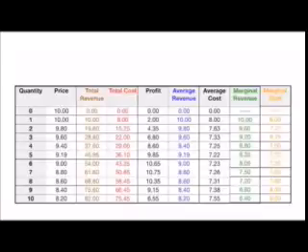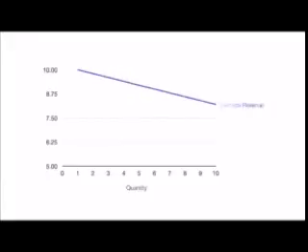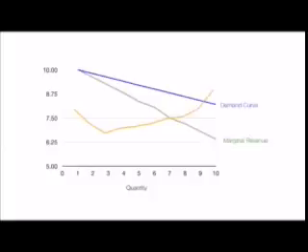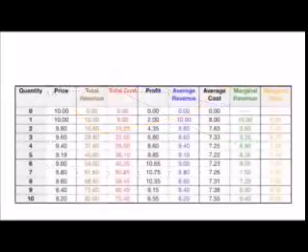Now I'm going to graph marginal cost, marginal revenue, and average revenue. And this is the average revenue, or the demand curve. Marginal revenue looks like that. And finally, marginal cost. As planned, marginal cost and marginal revenue intersect at 7. If I go straight up, that gives me the price of 8.80, which is in the table as well.